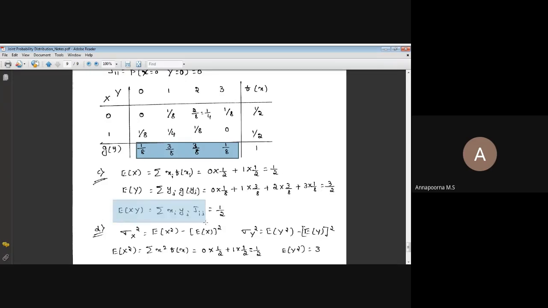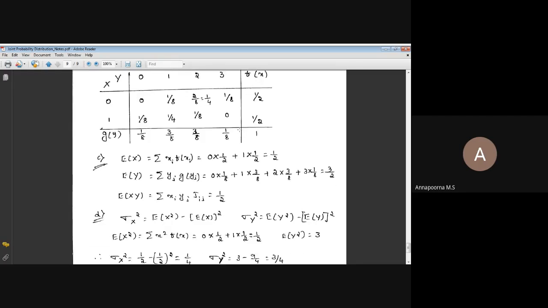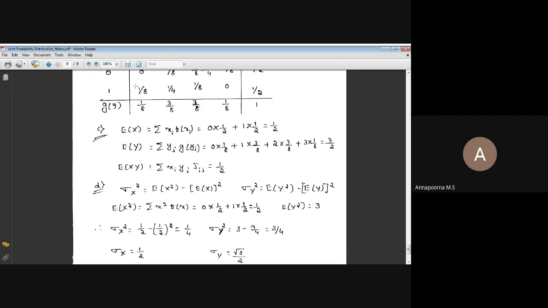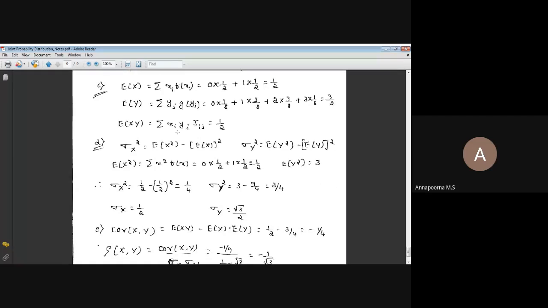Now expectation of XY is given by summation X into Y into J. Okay. So these are X values, these are Y values, and these are Jij values. So see here, it is given by 0 into 0 into 0 plus 0 into 1 into 1 by 8 plus 0 into 2 into 1 by 4 plus 0 into 3 into 1 by 8. Again plus same thing you do with the second row. I have written everything here. On calculation, you will be getting 1 by 2.